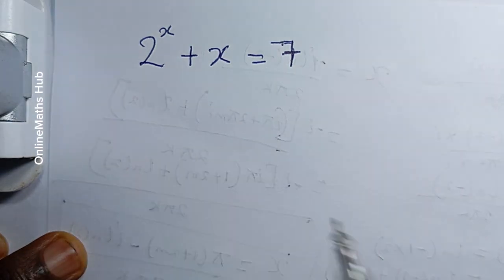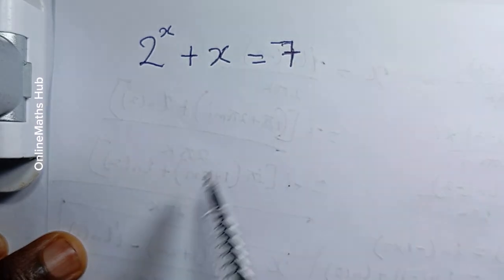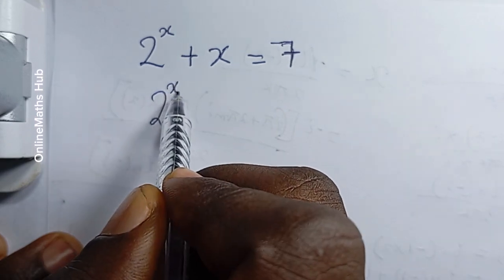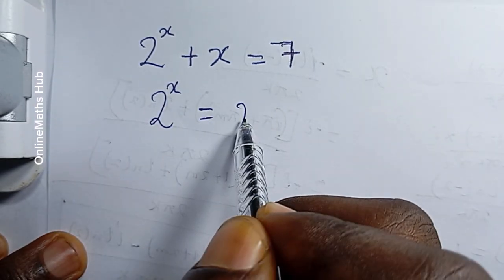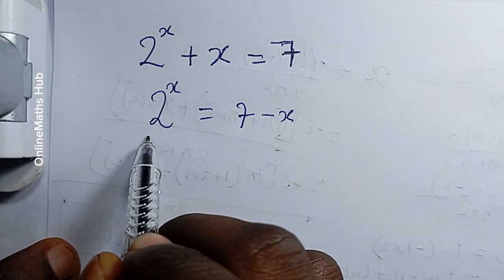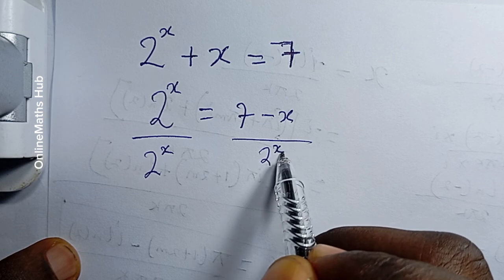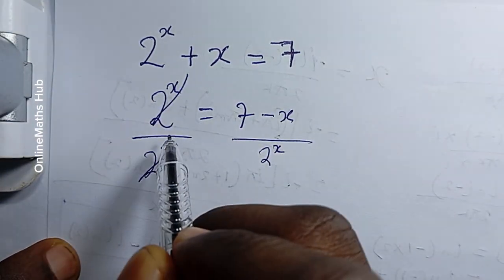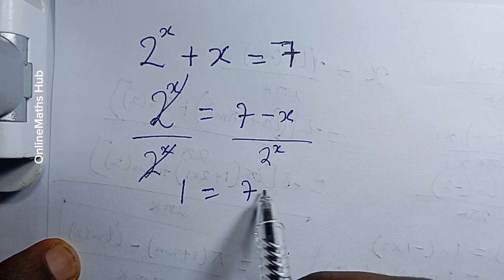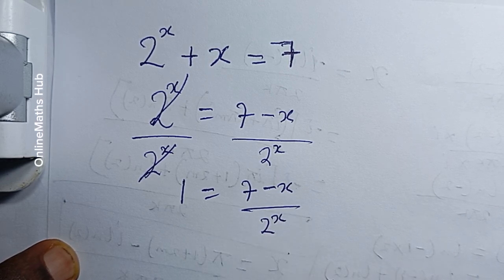So the first thing I want to do is to subtract x from both sides so that I can move this x to the right hand side. If I do that, I'm going to have 2 power x is equal to 7 minus x. Okay, so the next thing I want to do is to divide through by 2 power x, so that this cancels this, and then I'm having that 1 is equal to 7 minus x divided by 2 power x.